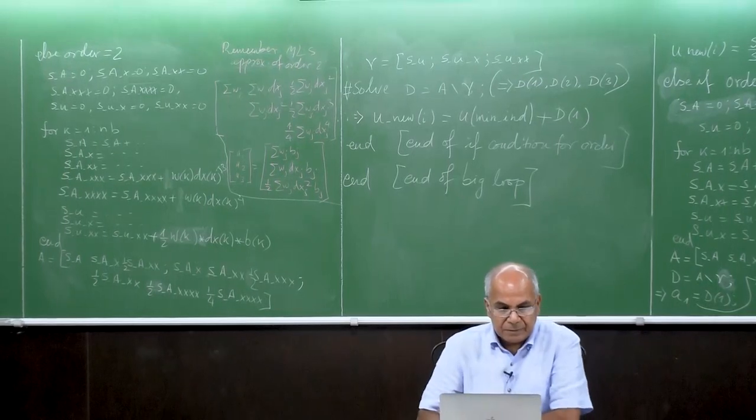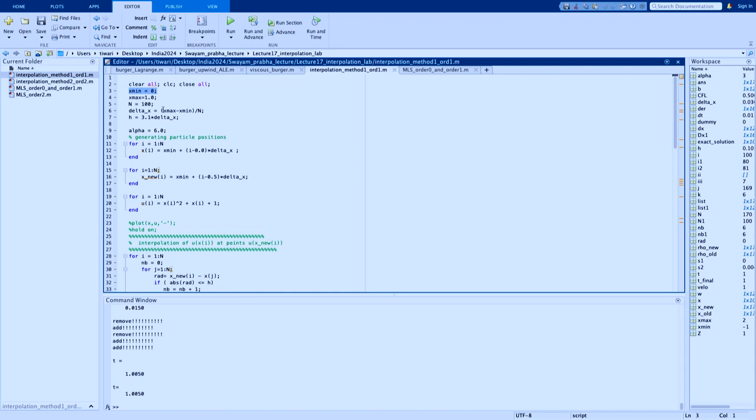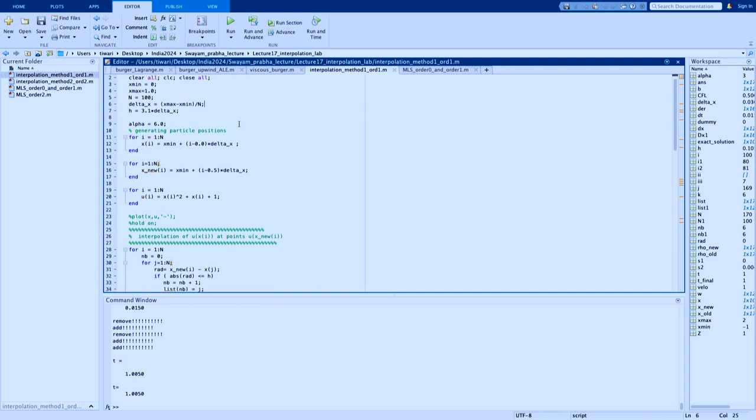It should be compatible. Now, as you see, I define my parameters: x min is 0, x max is 1, and I give my number of grid points as 100, so I define delta x. Then I define my h, which is 3 times delta x. In the next example, I may show you how different values of h have different impacts. And now this is my h. So I define my alpha. On the board, I defined 3, so let me write 3 here.